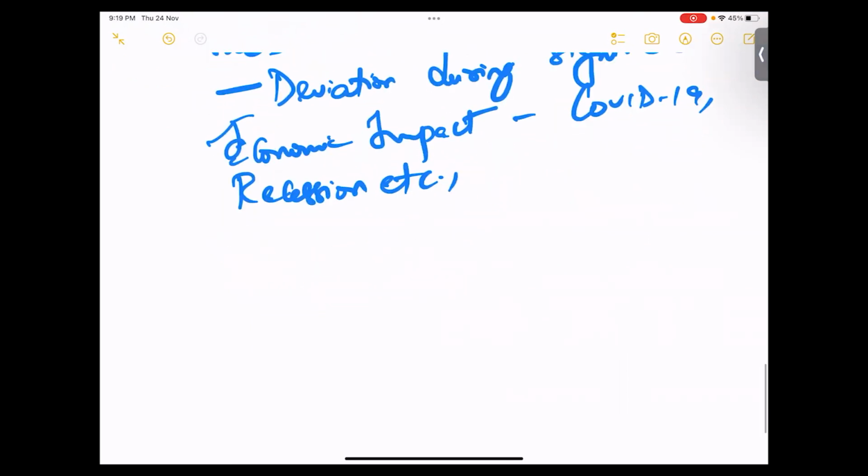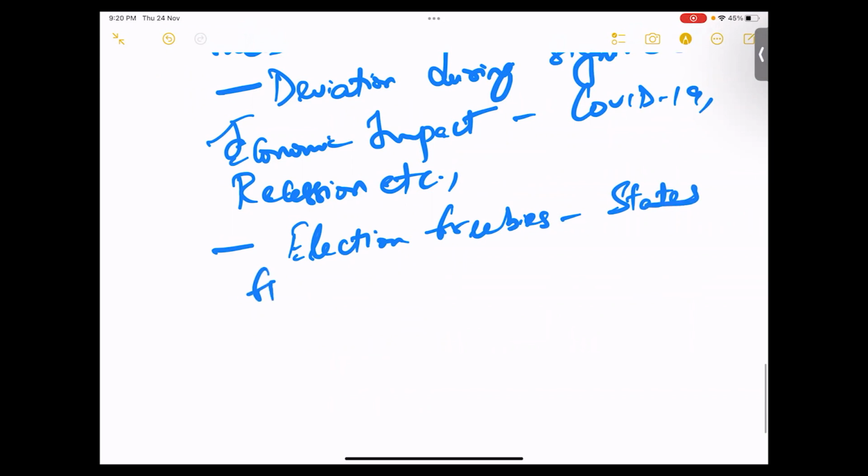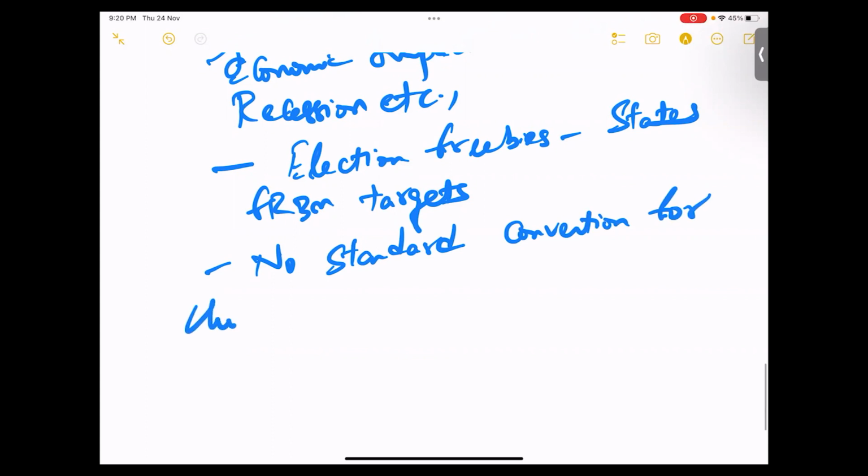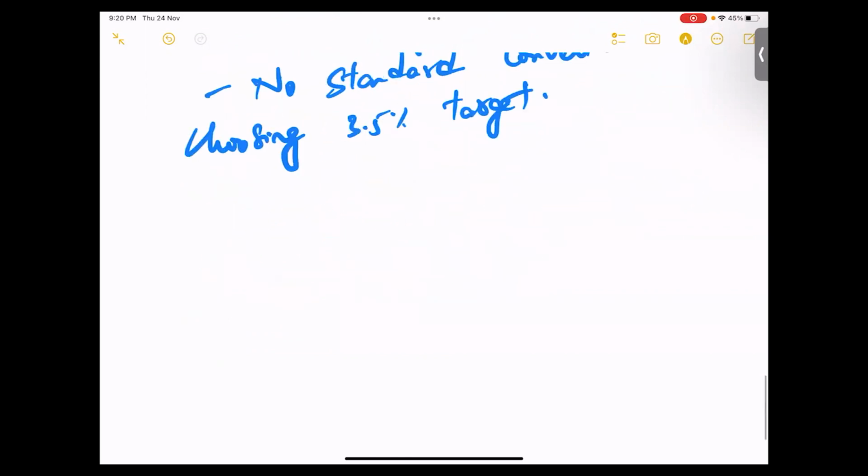Okay, and election freebies impacting states' FRBM targets. And no standard convention for choosing the 3.5% target. Then the way forward.